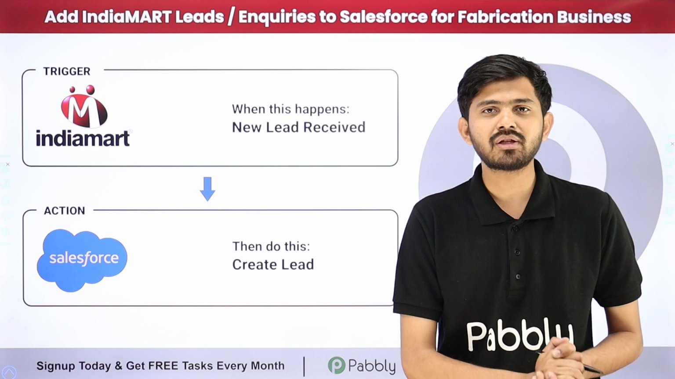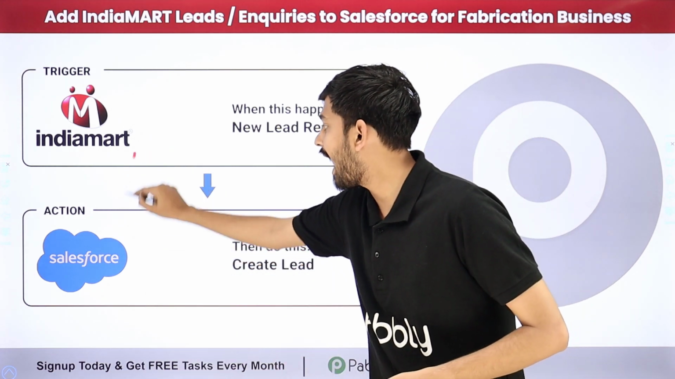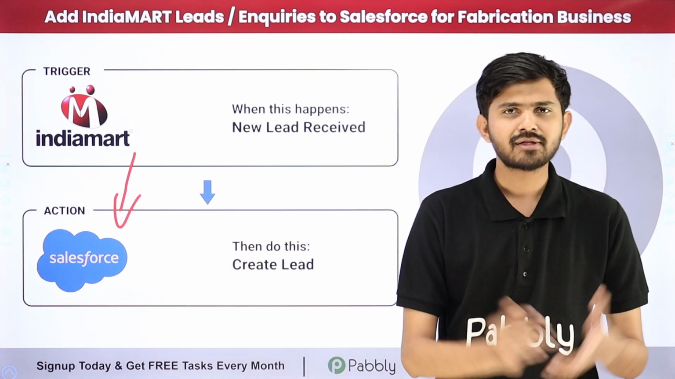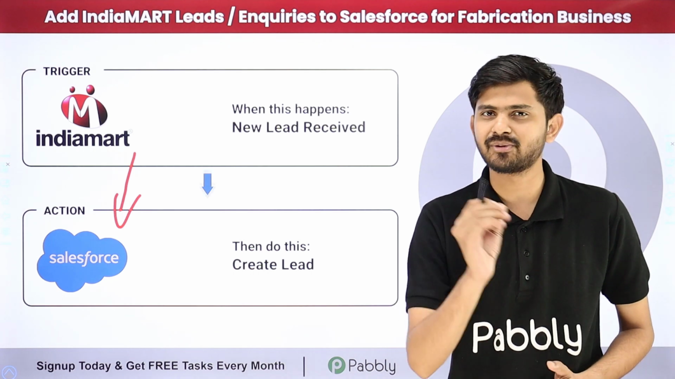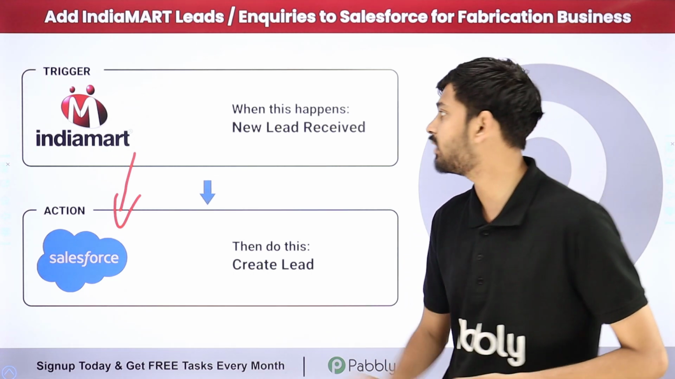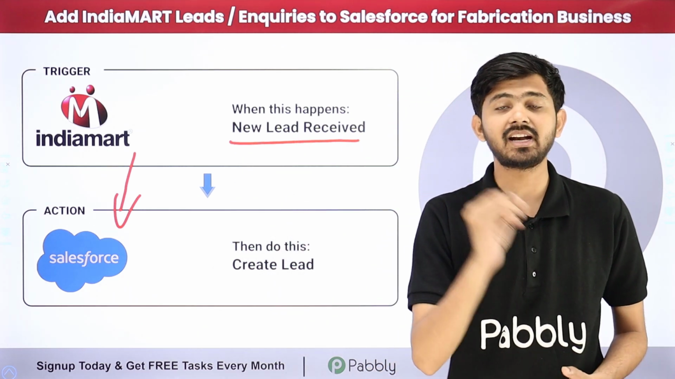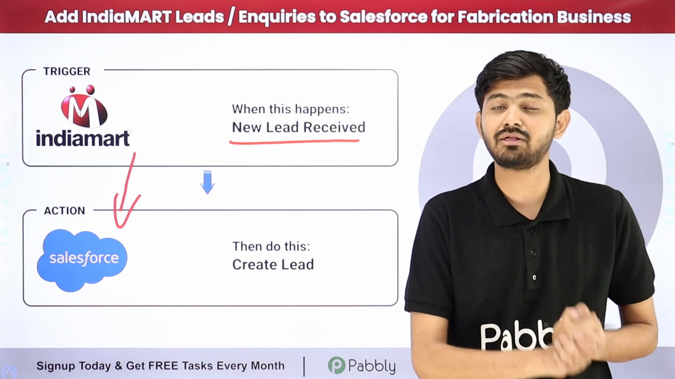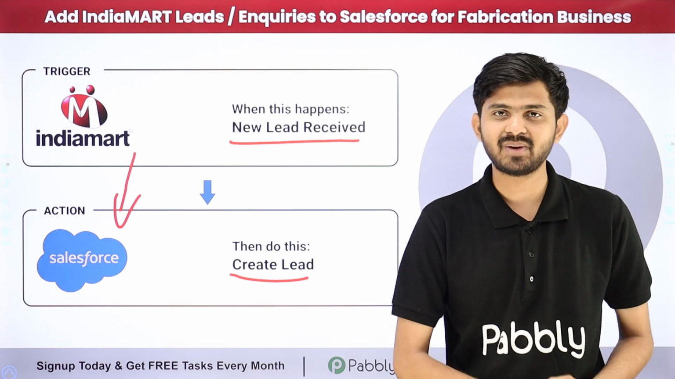So here I want to do this automatically, and for that I need to simply build a connection between IndiaMART and Salesforce. So for building this connection, I'm going to use Pabbly Connect, which is an amazing software for automation and integration. Now with Pabbly Connect, whenever I'm going to receive a new lead or a new inquiry through IndiaMART for my business, then automatically I will create a new lead or add that lead in Salesforce. So how I'm going to build this connection? For that, let me take you to my computer screen.